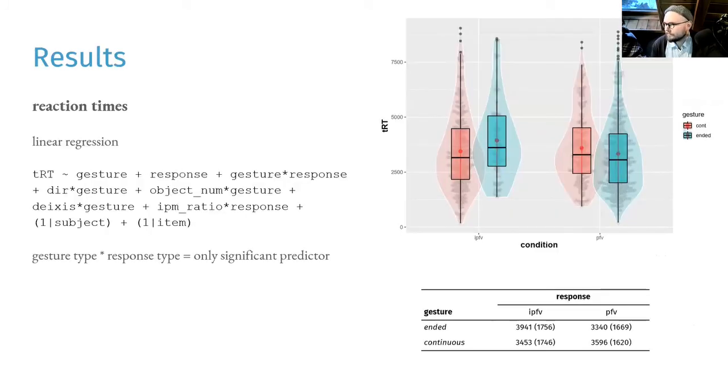The perfective responses in the ended condition were also the fastest in terms of reaction latencies, while the incongruent choices had higher reaction times. A mixed effect linear regression with the same predictors as the logistic one, plus the relative frequency ratio of the aspectual variants, I can get back to that in discussions if you like, again showed that the only significant predictor is the gesture type in interaction with the response type.